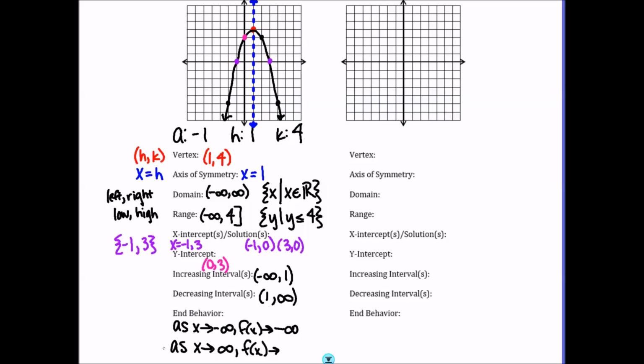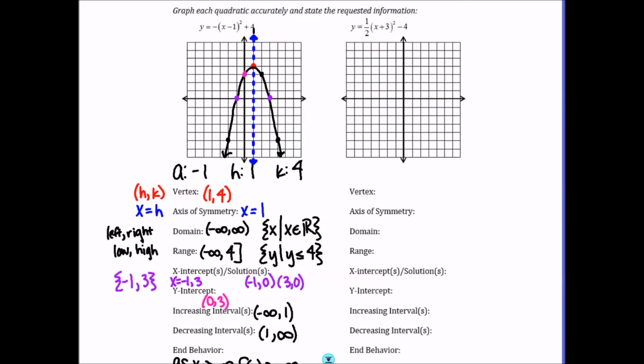The second line means as you go to the right, what's happening? We're going down as well. So that will approach -infinity as well. Make sure that you write both statements. You cannot just write the end behavior for one side of the equation.